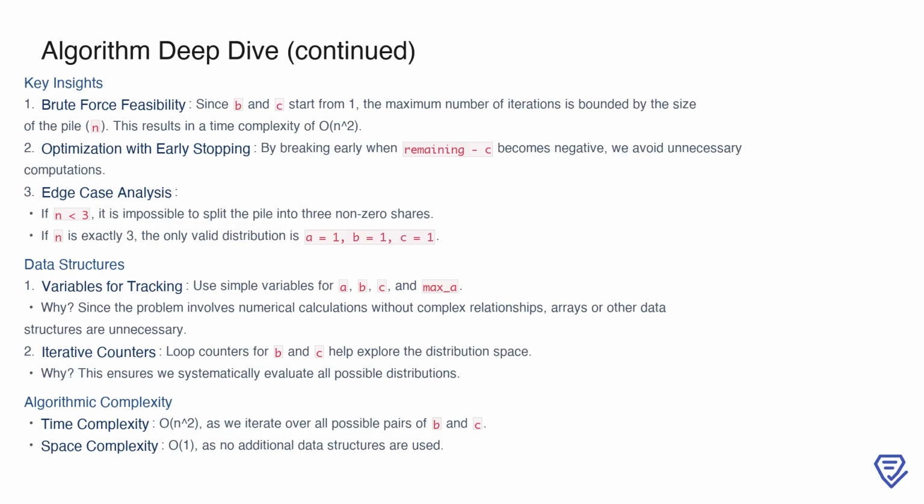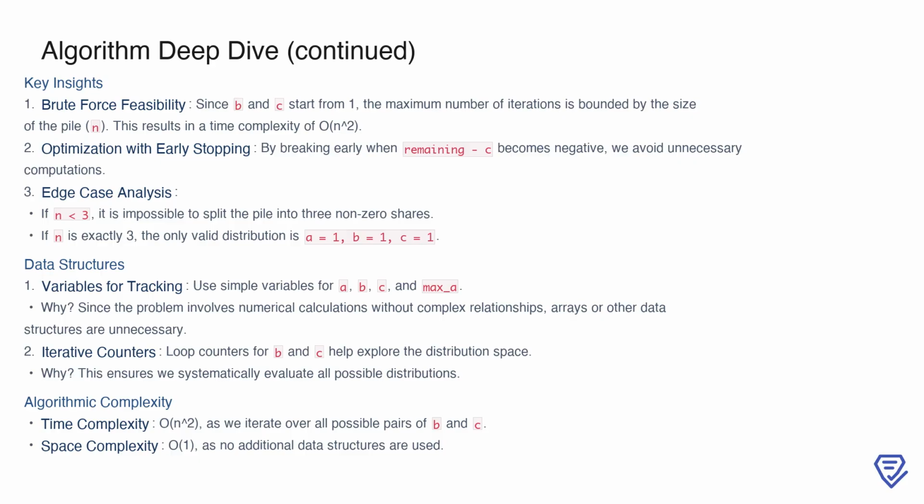For example, if the pile size n is less than 3, it's impossible to split the coins into 3 non-zero shares. When n is exactly 3, there's only one valid distribution, A equals 1, B equals 1, C equals 1. Regarding data structures, the problem is straightforward enough to only require simple variables for A, B, C, and max_A. This is because we're dealing with numerical calculations that don't involve complex relationships. Finally, iterative counters are used to systematically explore the distribution space, ensuring no valid combination is missed.